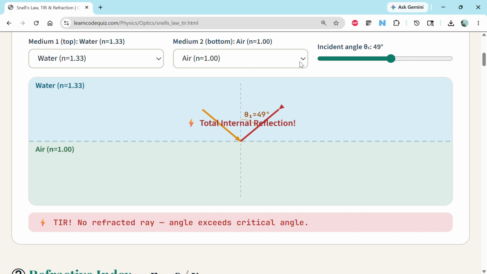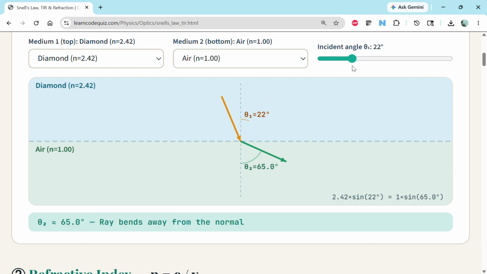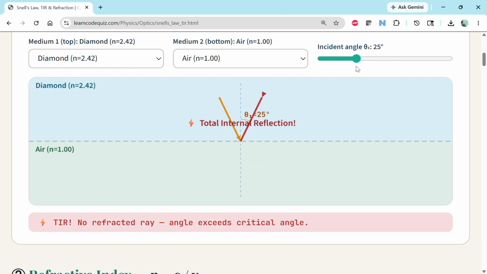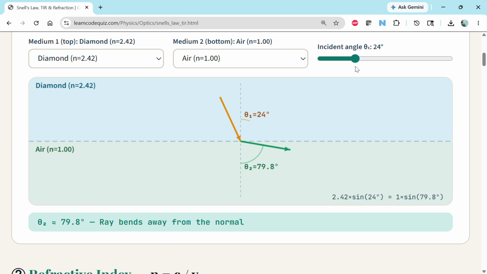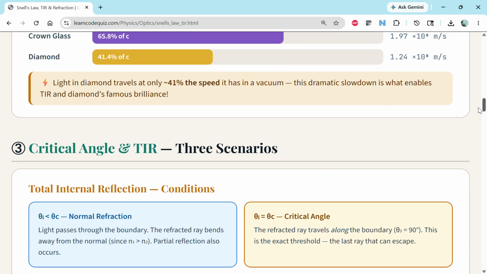And instead of water, if it is diamond, then it is much lower. And I can show you that, yeah, it's around 24, 25. So instead of 49, 24 degrees for diamond, you have total internal reflection. And that's the reason why, now let's come to this phenomenon.